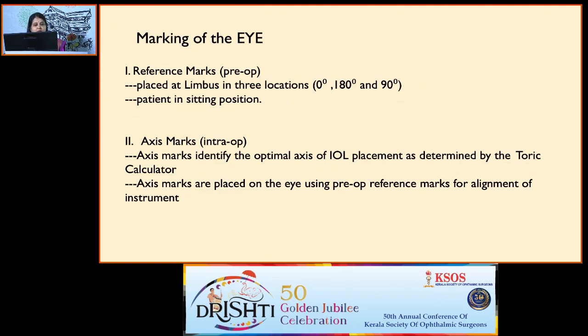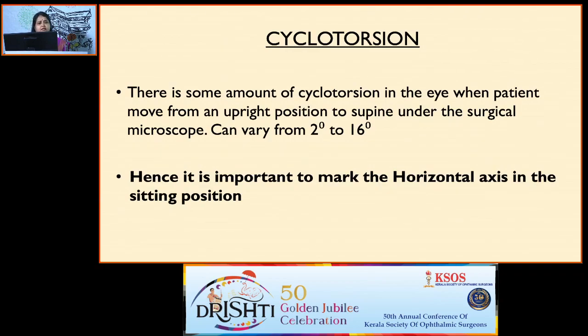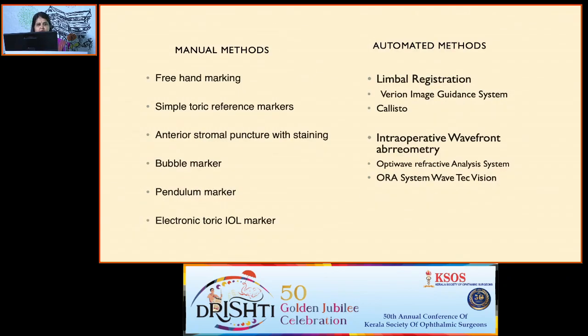Axis marks are placed on the eye using pre-op reference marks for alignment of the instrument. And there is some amount of cyclotorsion in the eye when the patient moves from an upright position to supine under the surgical microscope. And it can vary from 2 degree to 16 degree. Hence, it is important to mark the horizontal axis in the sitting position. So there are various methods, that is manual methods and automated methods.